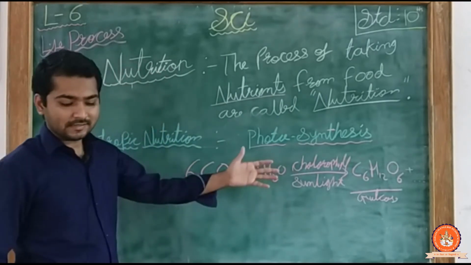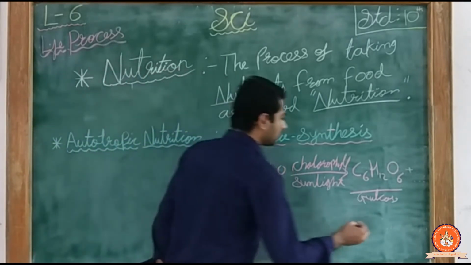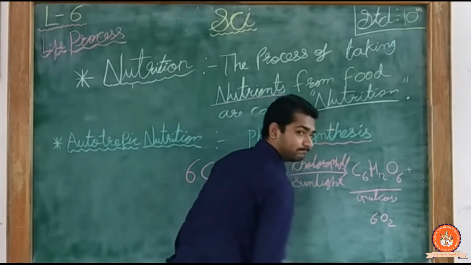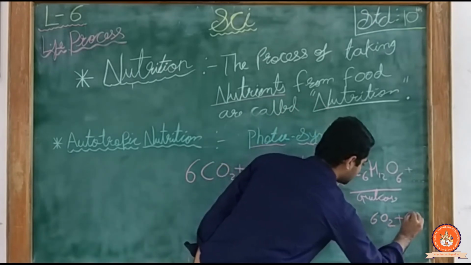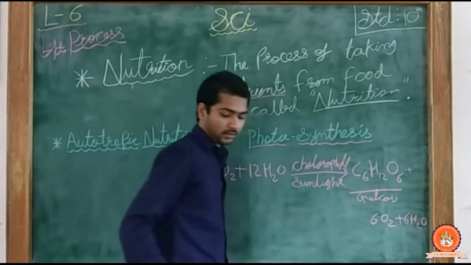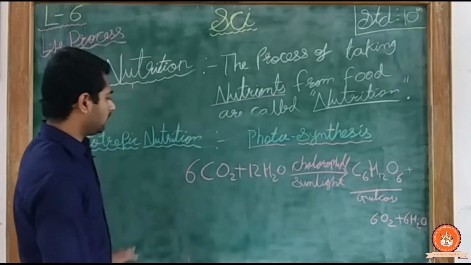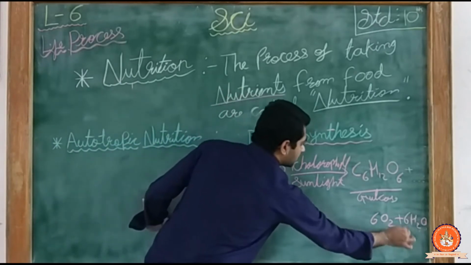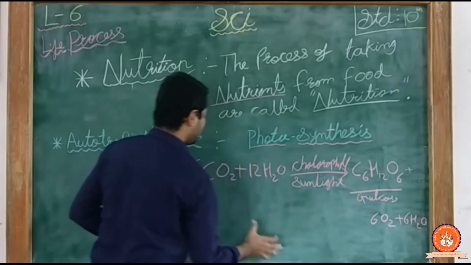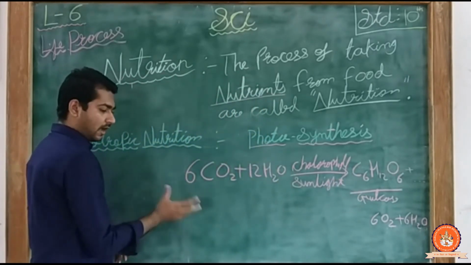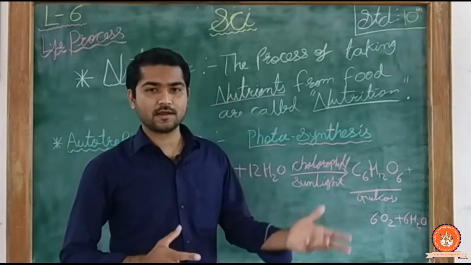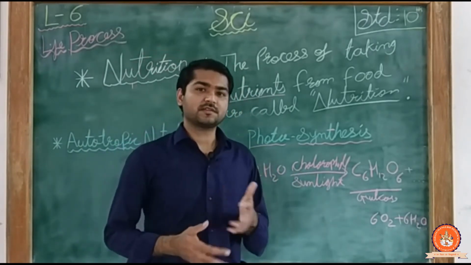The other byproducts it gives us, I am writing down: 6O2 plus 6H2O. These are the products. These are our byproducts and this is our main product, which you can call glucose or carbohydrate, and these are our reactants. I already explained in the first chapter on chemical reactions and equations what a reactant and a product are, and which type of reaction occurs.